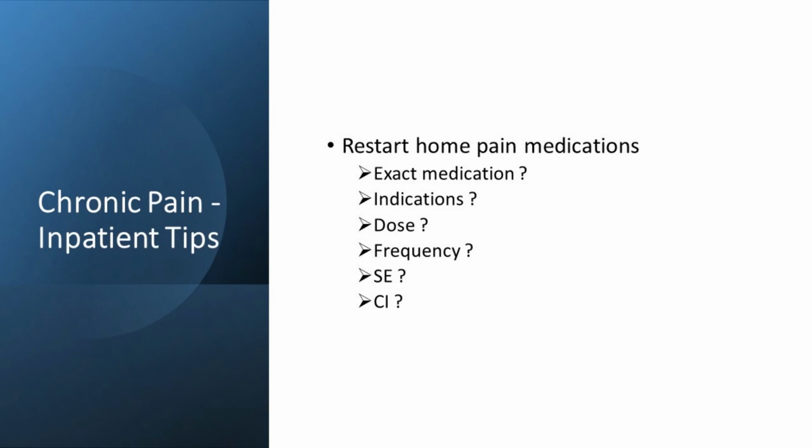Also consider any contraindications to pain medications, like acute GI bleed and heart failure for the NSAIDs, severe constipation and low blood pressure for the opioids, but more about the side effects in the upcoming slides.